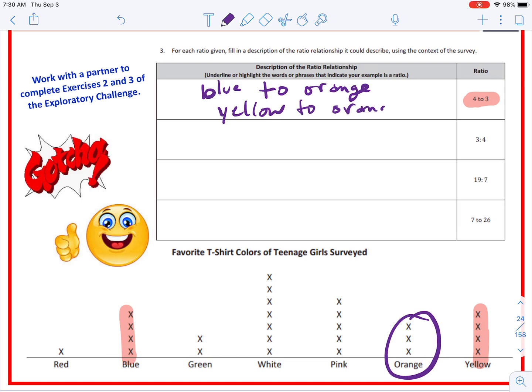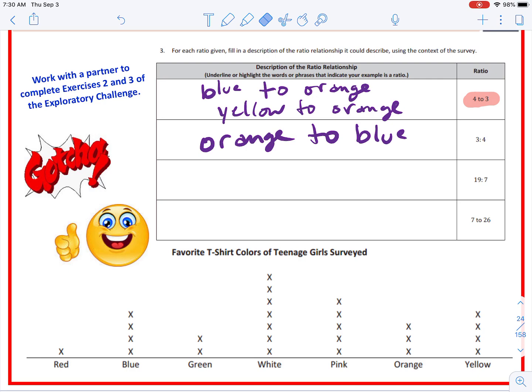And remember, we're talking about t-shirts. Now, 3 to 4. It's just flipped. So now we're going to put orange first. Orange to blue, or orange to yellow. Whatever you decided on.